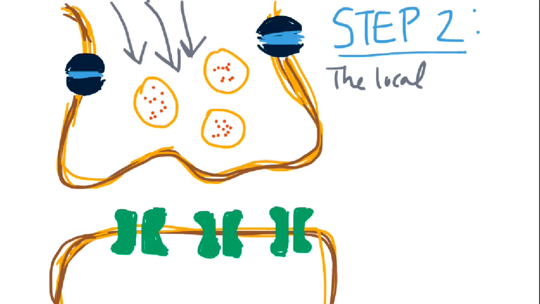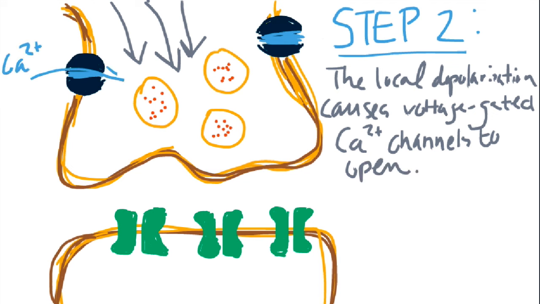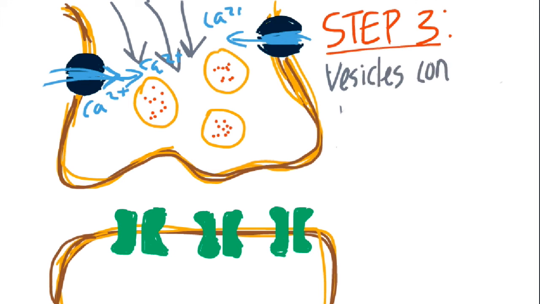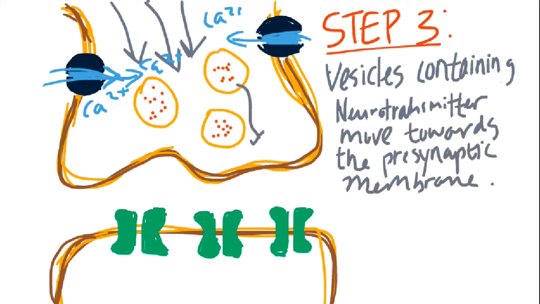This action potential then causes the local depolarization of voltage-gated calcium channels. These voltage-gated calcium channels open when the resting potential reaches a certain threshold, which is caused by the action potential that propagated through the presynaptic neuron. This increase in calcium concentration inside the presynaptic cell causes vesicles containing neurotransmitter to move towards the membrane.